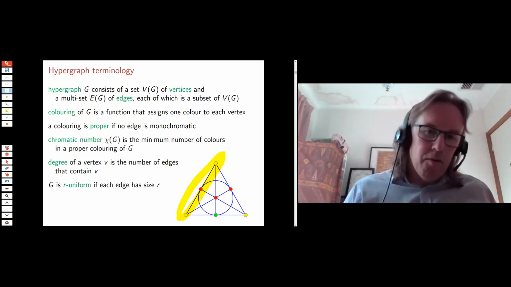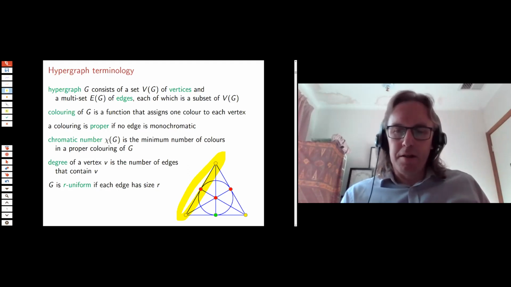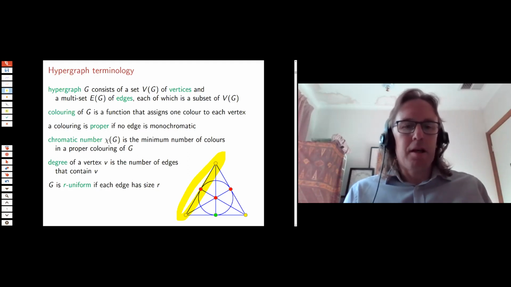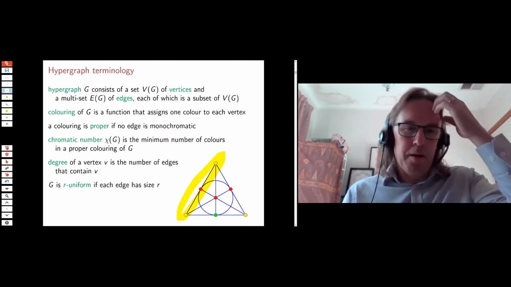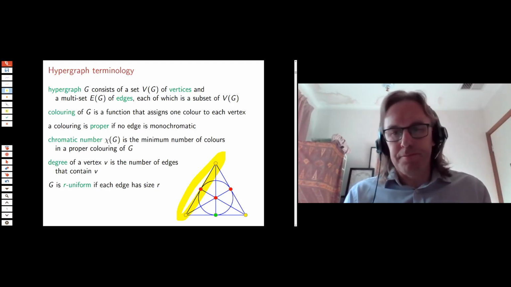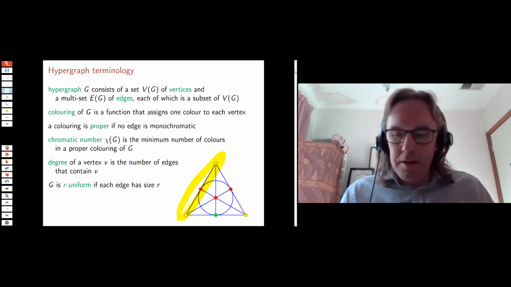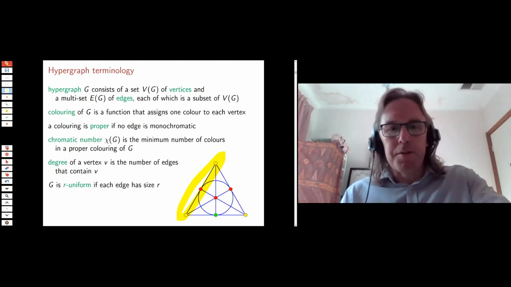The degree of a vertex is the number of edges that contain the vertex v. Obviously here the degree of every vertex is 3 in the Fano plane. And also the Fano plane is 3-uniform because every edge has size 3. Hopefully this is something you're familiar with, but I did want to define all these words.